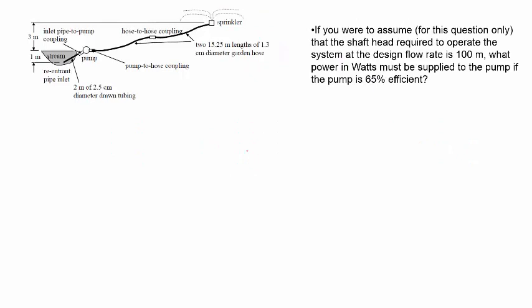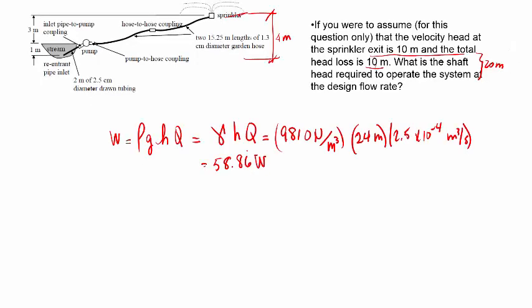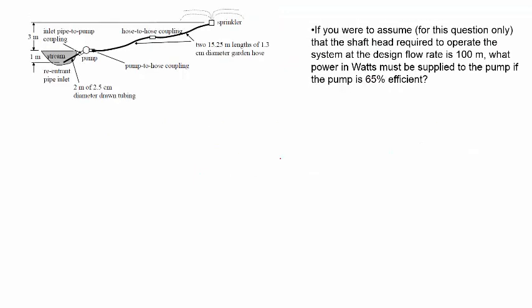For this next question then, if we assume, only for this question, that the shaft head required, well, let me go back to this one. So if you were doing it by the book, you would have to incorporate the minor losses from the different components, but the difference will not be significant from this. Okay, and that's all I wanted to say. Then going to the next problem, if you were going to assume that the shaft head required to operate the system at the design flow rate was 100 meters, what is the power in watts?